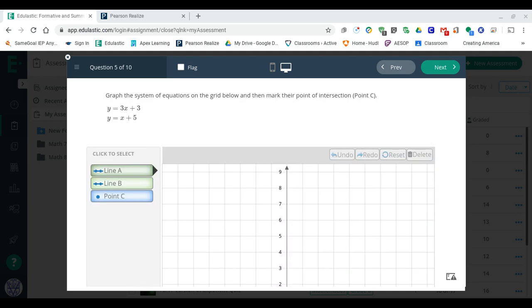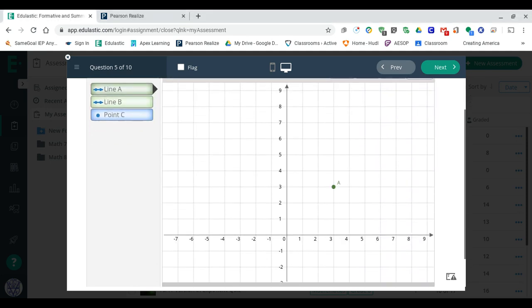Okay, question 5 here. Graph the system of equations on the grid below and then mark their point of intersection on point C. We've got y equals 3x plus 3, y equals x plus 5. Cool thing, those are both in slope-intercept form. So we'll be able to take line A, and we'll go ahead and put that right there at 3x plus 3. So I'm going to put my y-intercept at 3. My slope is 3, so I go up 3 over 1, because the slope's 3 over 1. That's line A. That's simple.